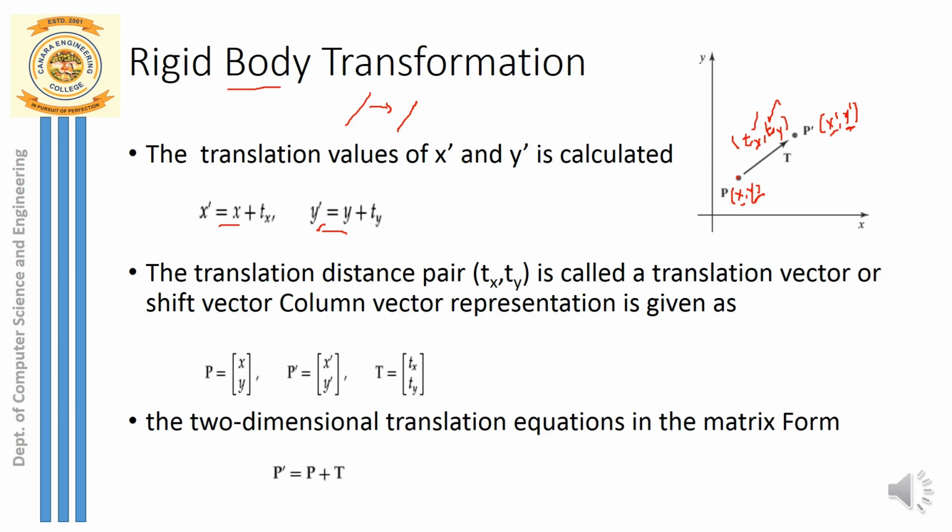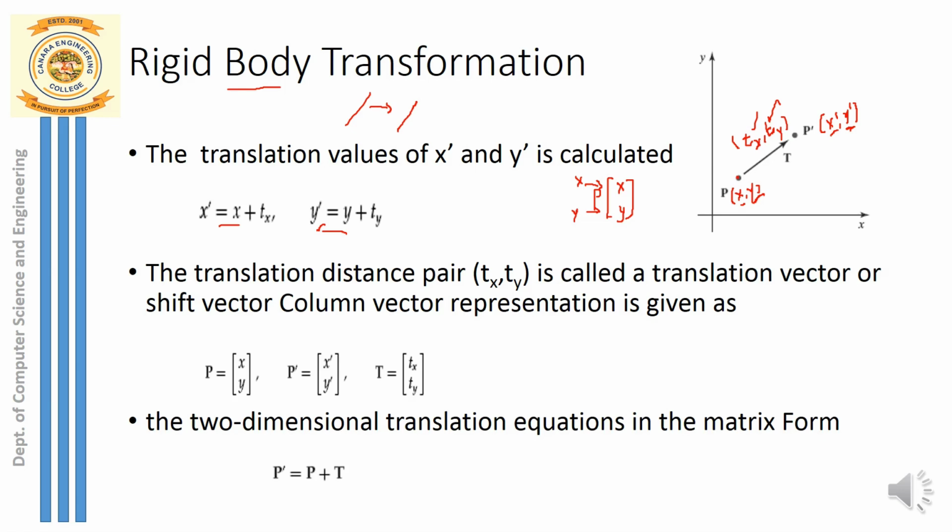Now how do I represent this point P in the form of a column matrix? Whenever I represent in the form of a column matrix, the first row represents the x coordinate, and the second row represents the y coordinate always. So this point you have to remember. The elements of the matrix are x and y. Similarly, the point P dash is represented as a column matrix containing two elements, x dash and y dash.